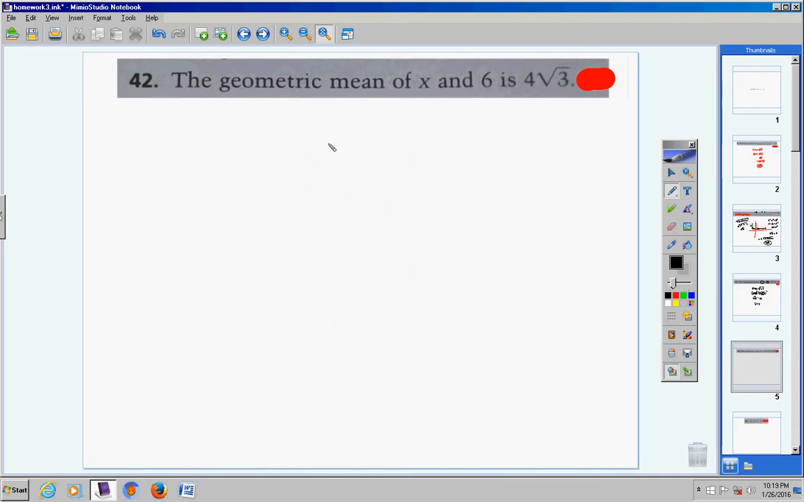Okay, same formula again. The geometric mean equals the square root of a times b. The geometric mean of x and 6, so those are your two numbers. So 6 times x. The geometric mean is 4 square root of 3. Now, we don't want these radicals in the problem, so we're going to square both sides.